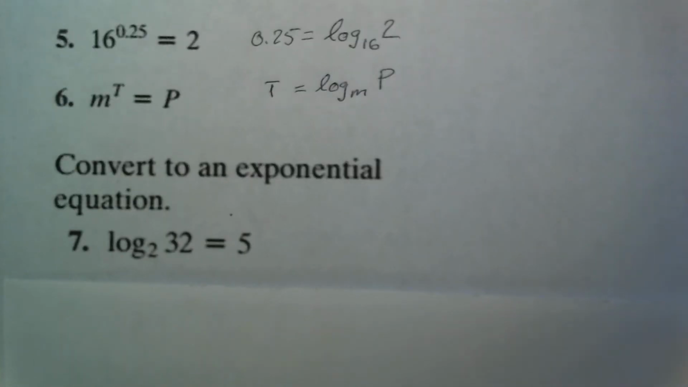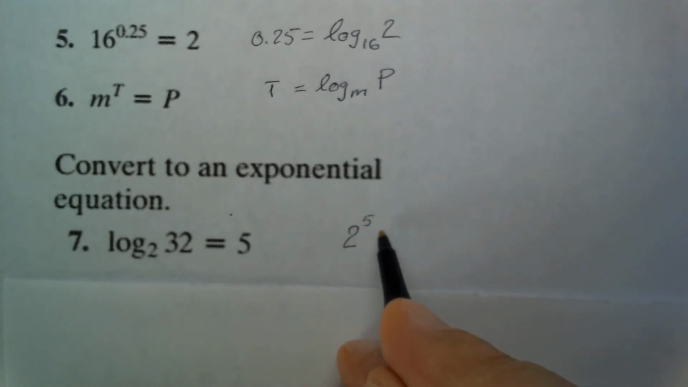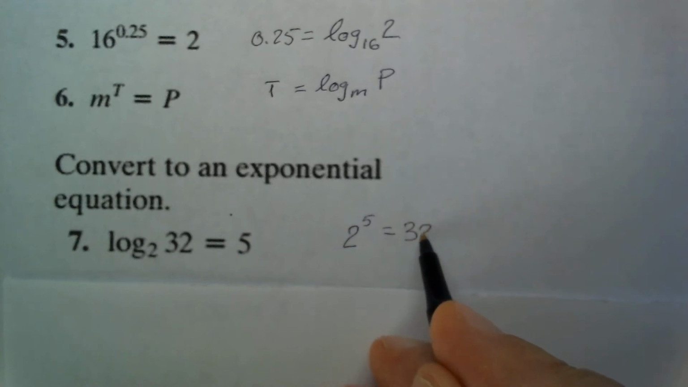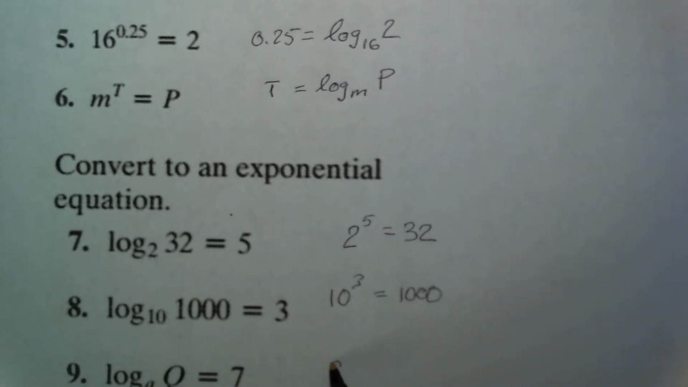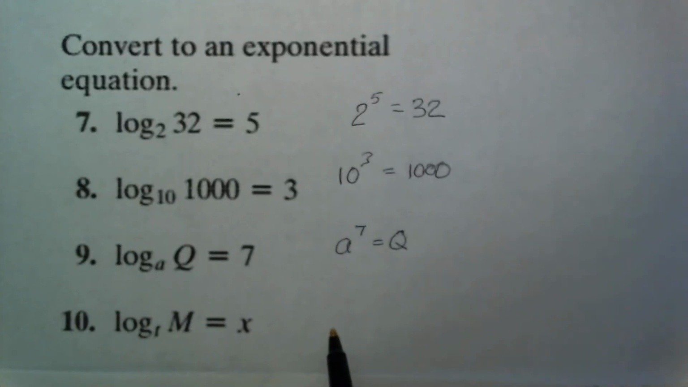So here it's the reverse. This means 2 to the 5th power equals 32. In this case, the base is 10 and the exponent is 3, so 10 to the third equals 1000. Or a to the 7th equals q. And for number 10, t to the x equals m.